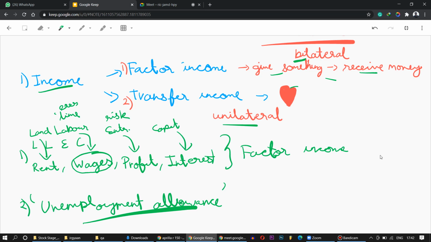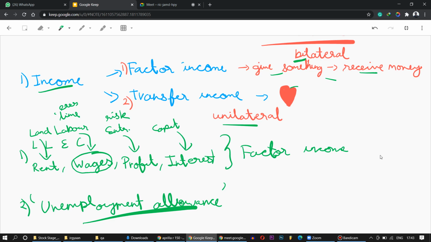Factor income, you give something, you receive money. Examples: rent, wages, profit, interest. How do you get interest? If you give your own money. How do you get profit? If you take a risk, you get profit. How do you get wages? You have to spend your time, your energy and work for someone, then you get wages. How do you get rent? When you have land and you give the land on rent. So this is how you get factor income.